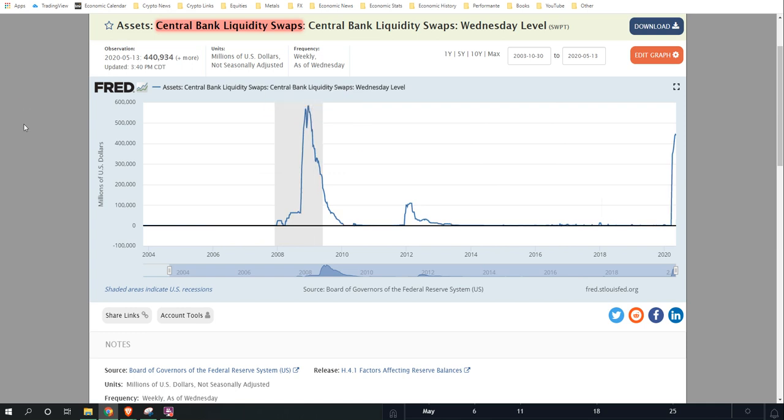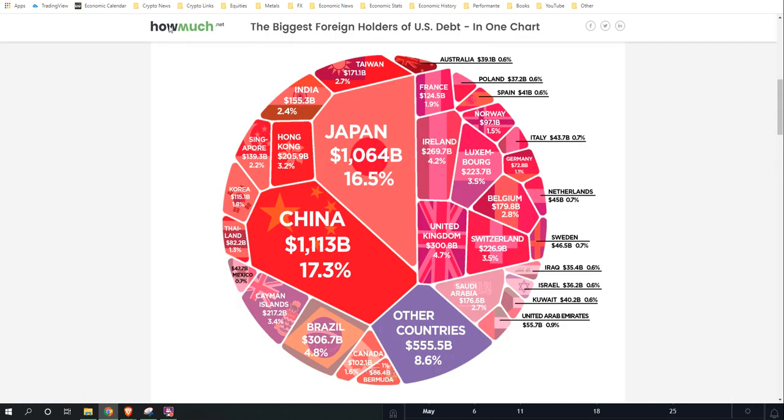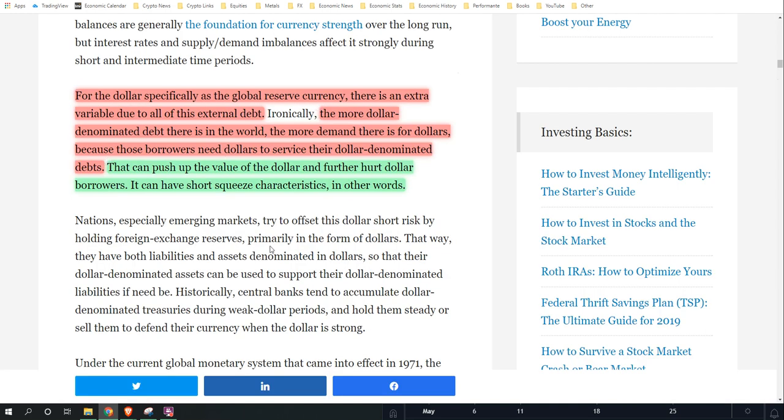The next chart we're going to go to, hopefully you understand that, is going to be the biggest foreign holders of US debt. So we already talked about how if you borrow in United States dollars and the value of the dollar goes up, you need to spend more of your native currency in order to purchase the United States dollar. This is what a short squeeze is.